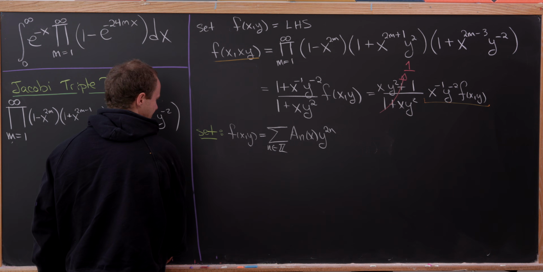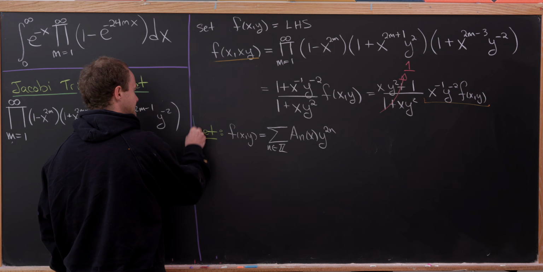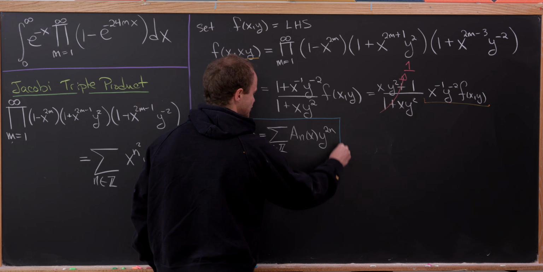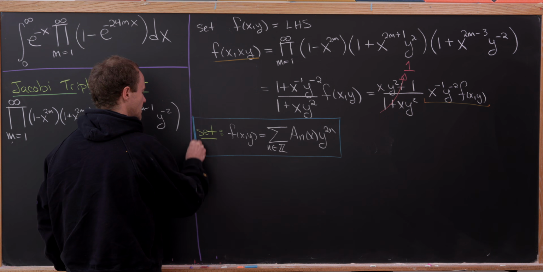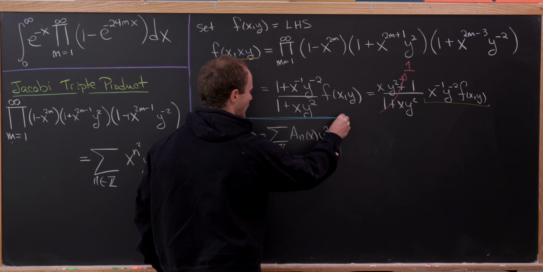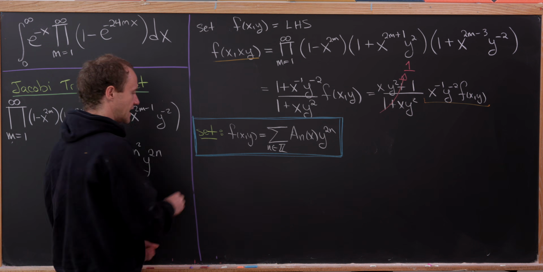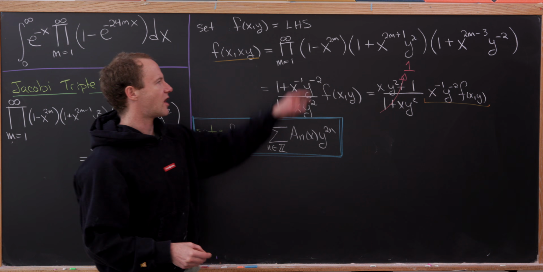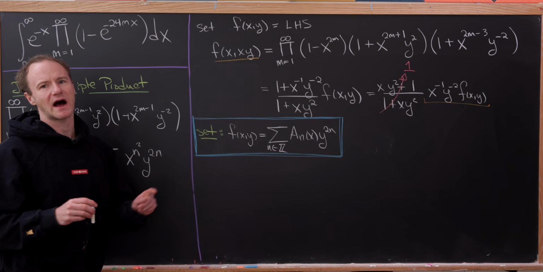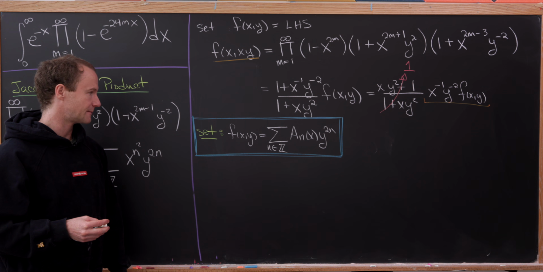So if we're expanding it as a Laurent series in y, that means the coefficients themselves are functions in x. So that's what we're seeing here. You might say, well, how do we know that we're only going to get even powers of y? Well, notice in our product over here, we only see y with an even power. So that's how we know that.